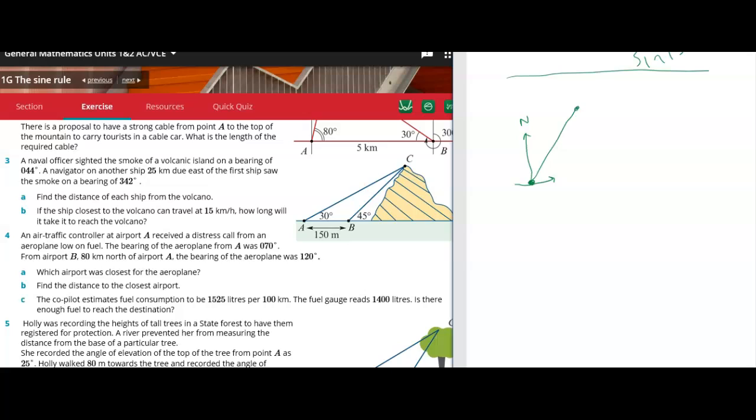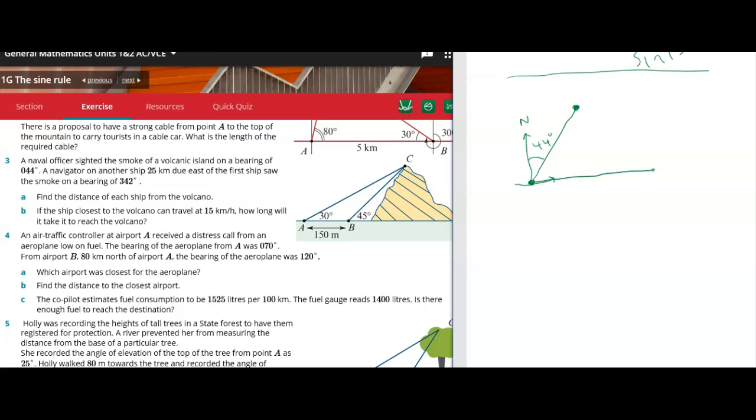Okay, so there's our lovely island with the volcano on it. This bearing here is 44 degrees. Then a navigator on another ship 25 kilometers due east. So now we're going east 25 kilometers.